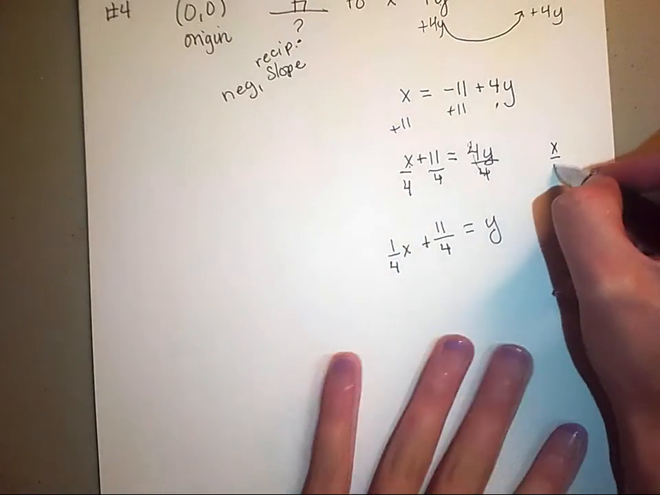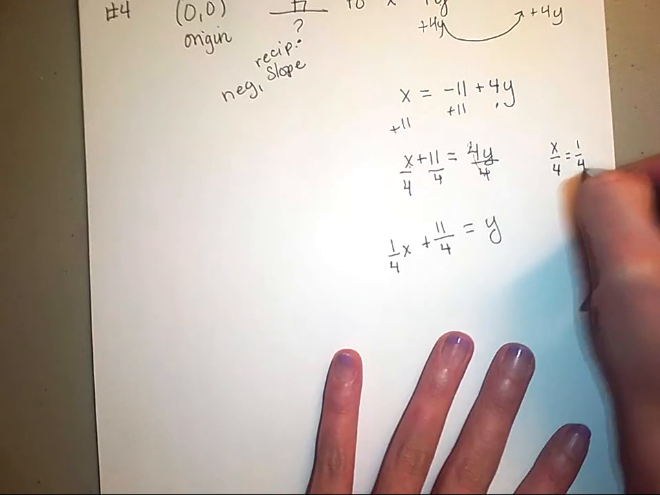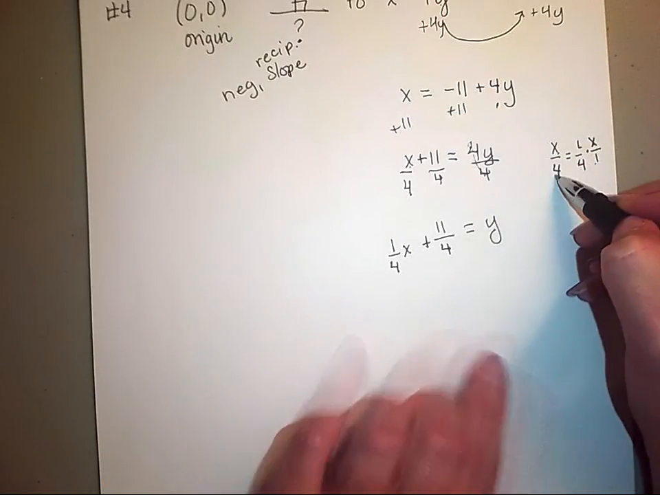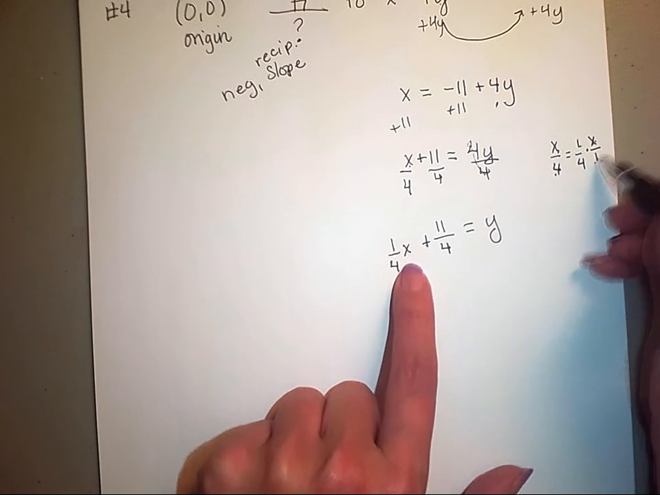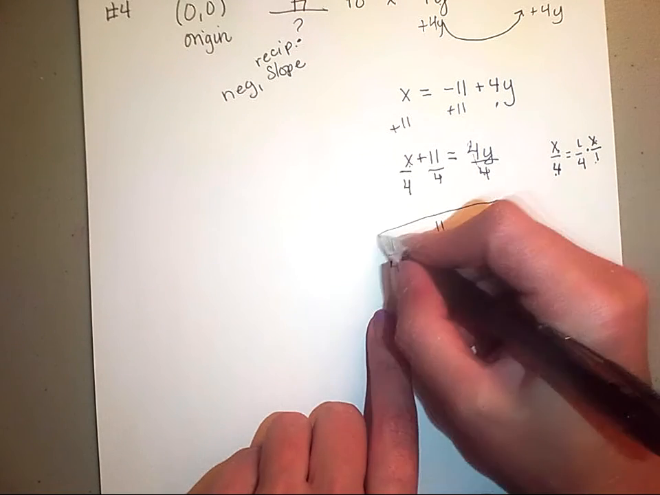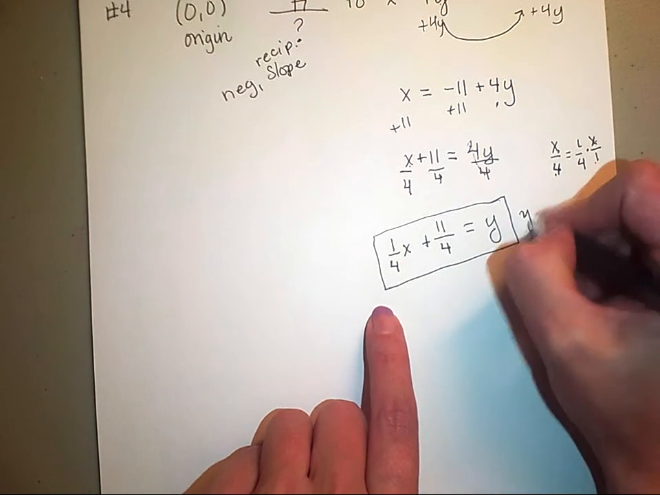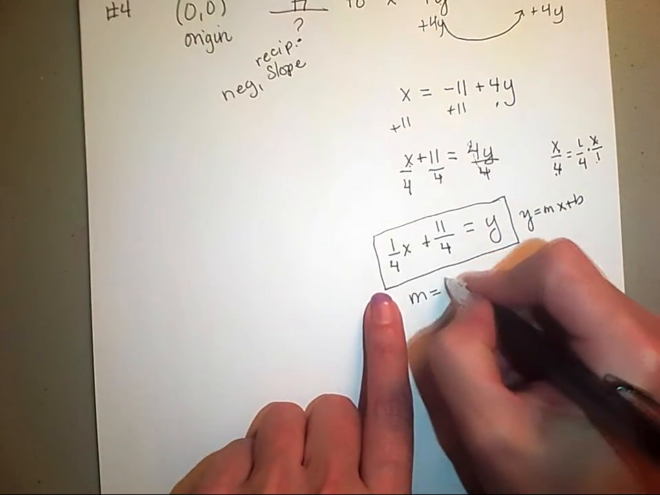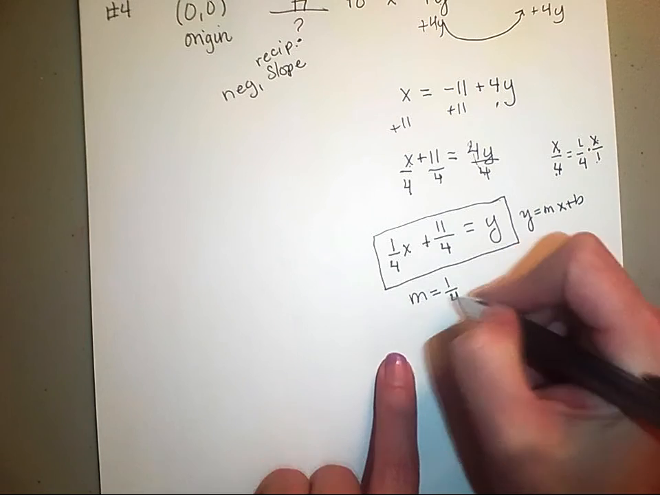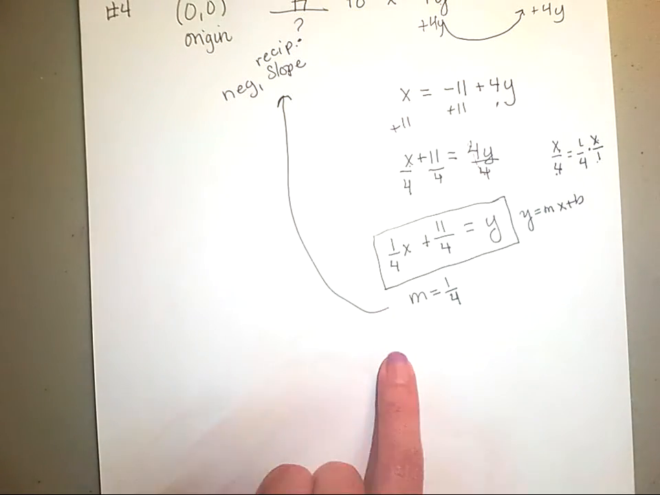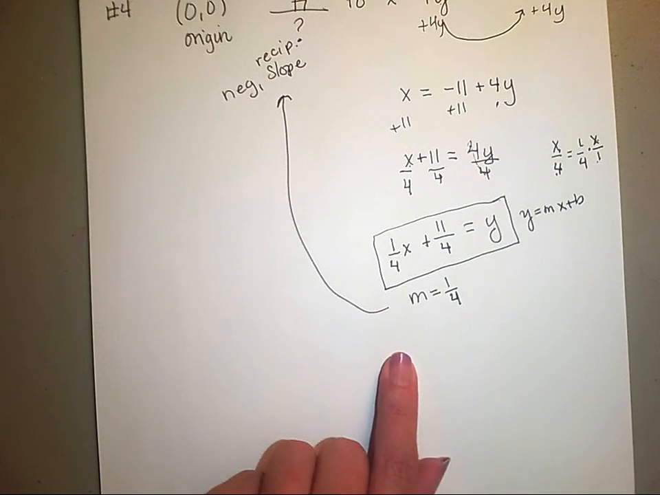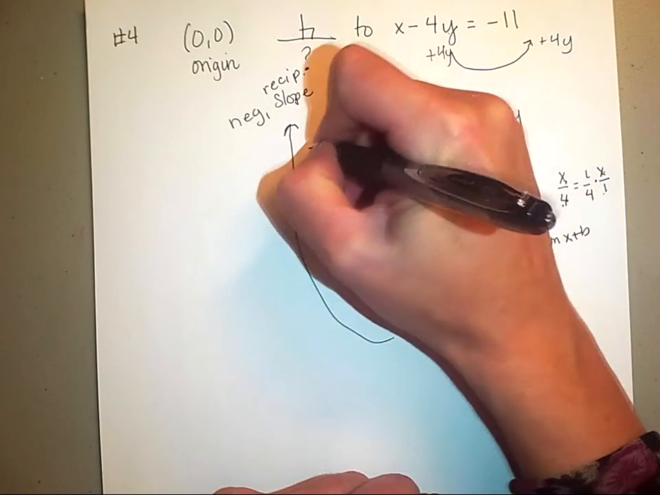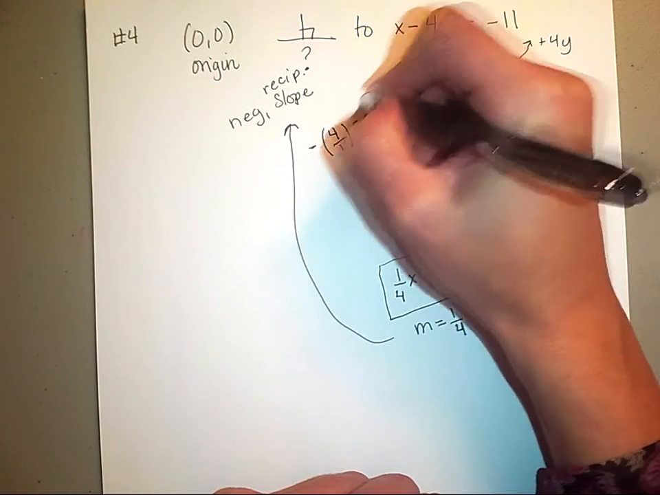Okay? Because if you multiplied 1/4 times x over 1, when you multiplied them together, you'd get x over 4, and x over 1 is just x. Okay? So this is in y equals mx plus b. So now we know the slope is 1/4. But what does that mean for what we're looking for? Well, we need the negative and the reciprocal. So the reciprocal, we'll just flip it over as 4 over 1. We make that negative, and that's just negative 4.